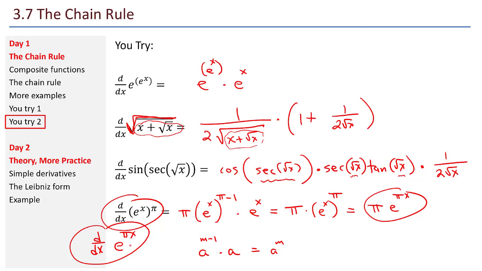All right, so I will stop there. If you need to, go back and review the chain rule and going through some of these examples. It's definitely the kind of thing that takes practice, and we will do more practice in class.